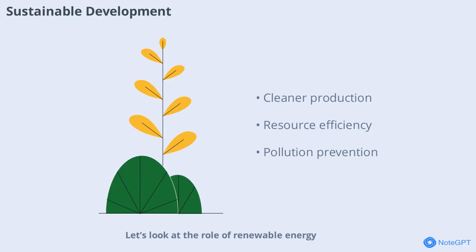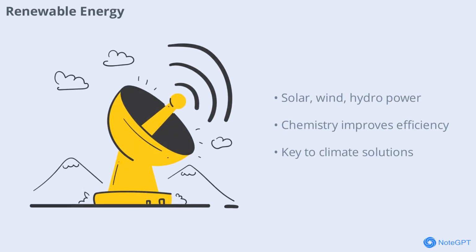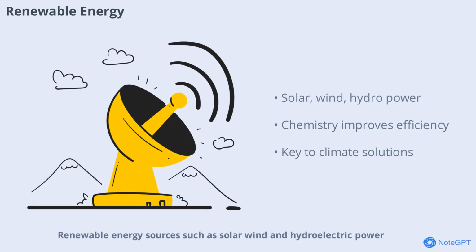Let's look at the role of renewable energy. Renewable energy sources, such as solar, wind, and hydroelectric power, are essential for reducing greenhouse gas emissions. Environmental chemistry helps improve the efficiency and sustainability of these technologies. For example, better solar cells and battery materials are being developed through chemical research. Transitioning to renewables is a key step in fighting climate change and protecting the environment.